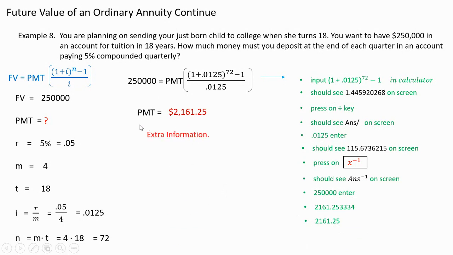So now, extra information. This is extra information, right? So how much money did you put into the account? So you multiply the payment times the number of payments, which is 72.